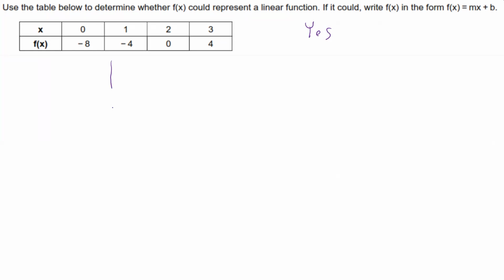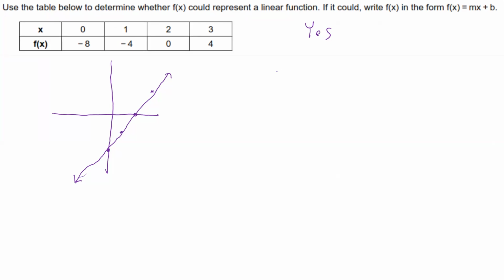because if we look at this, we have 0, minus 8; 1, minus 4; 2, 0; and 3, 4. And so if we assume everything in between follows, that could be a linear line. Now, we don't know. It could have gone up and down, but just with those points there, we could get a straight line.